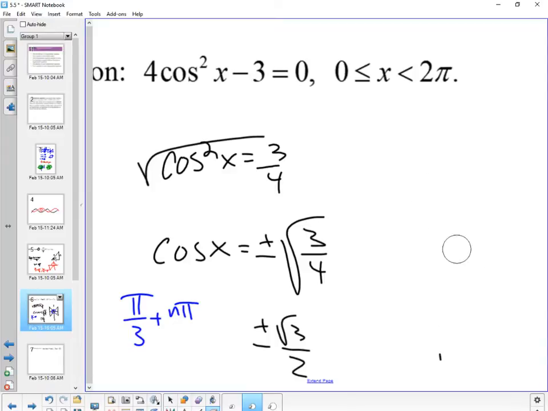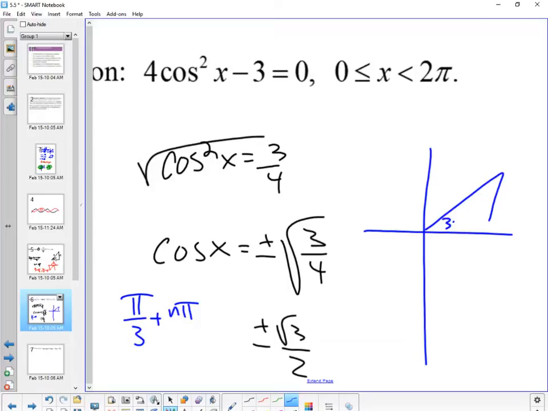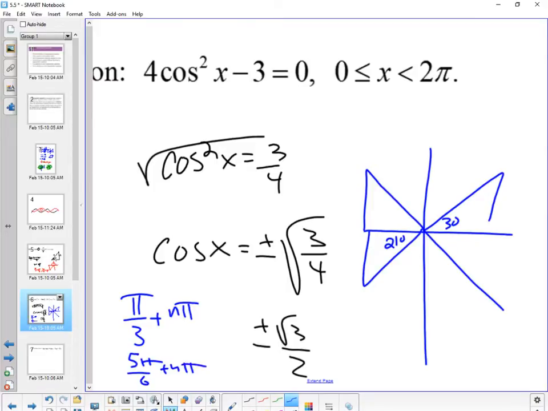Because if you're at 30 and then we're going, what's that, 210, right? So this is 30. This will put us at 210, and then you just minus 30, so it'd be 180 here. Yeah, it would be 180. And then the other one would be 5 pi over 6 plus every n pi.